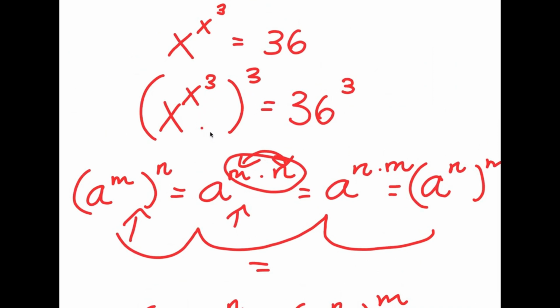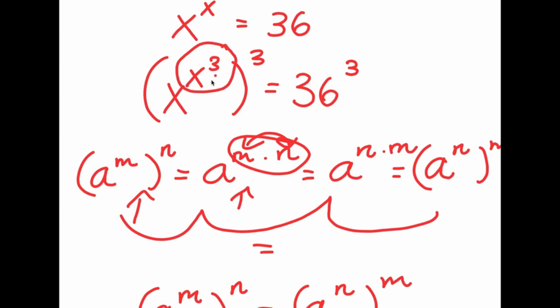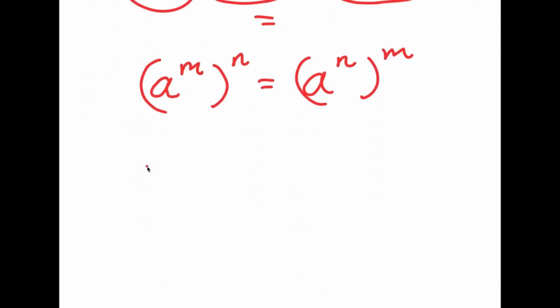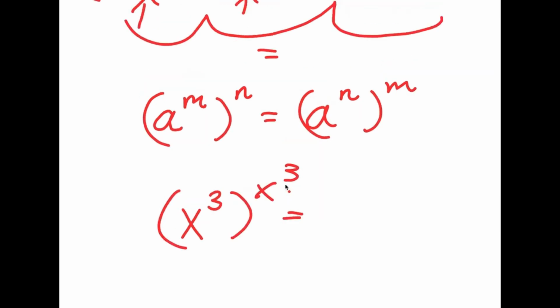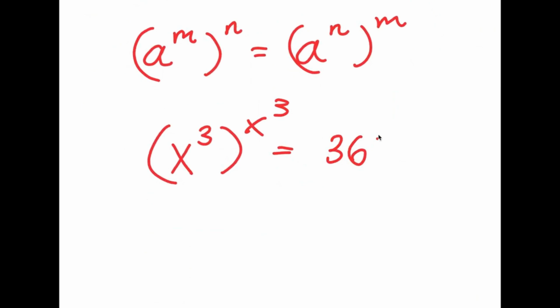So now coming back over here, we have x to the power of x to the power of 3, to the power of 3, is equal to 36 to the power of 3. And we can think of x to the power of 3 here as m and 3 as n. So now I can switch the places of these two. So now I get x to the power of 3, to the power of x to the power of 3, and this is equal to 36 to the power of 3.